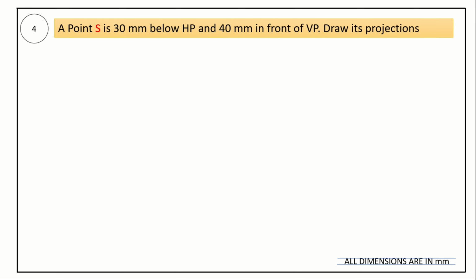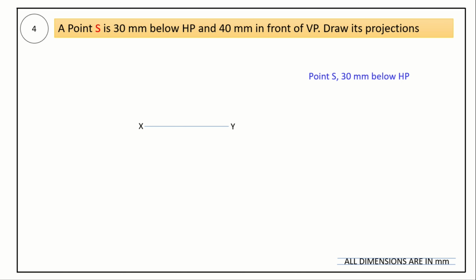Take an A3 sheet, draw margins on all four sides. Write the question number. In the right bottom corner, write all dimensions are in millimeter. The question given is: a point S is 30 mm below HP and 40 mm in front of VP. Draw its projections. Draw a reference line XY.